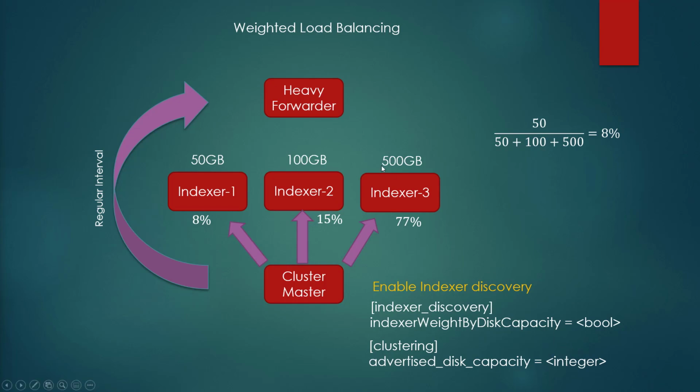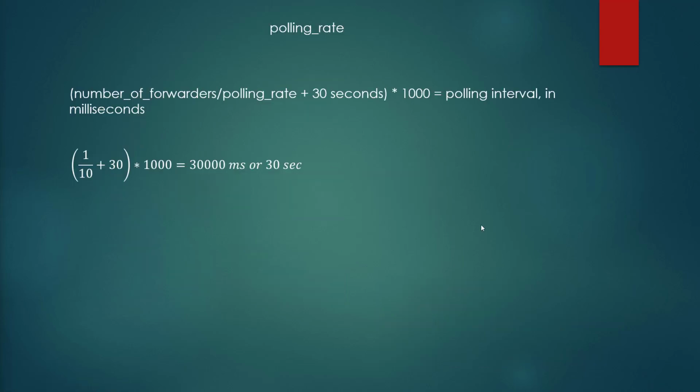So now we understood the basics about weighted load balancing. There was another setting, the polling rate. You have seen that one as well, right? In the polling rate, you give a number between 1 and 10, and this governs how frequently your forwarders will be polling your cluster master. It is a very simple one, but there is a formula for how it is calculated: the number of forwarders divided by the polling rate you mention in your configuration file, plus 30 seconds, times 1000. That will be your polling interval in milliseconds.